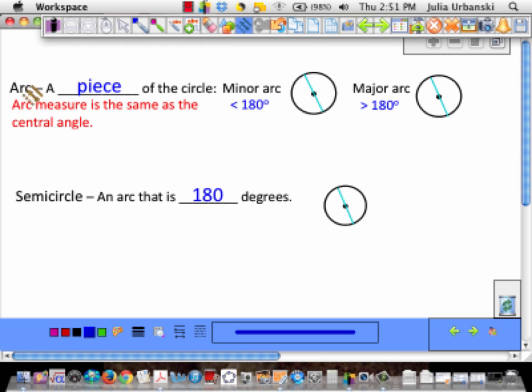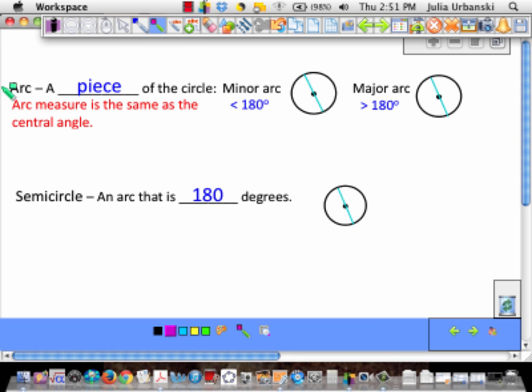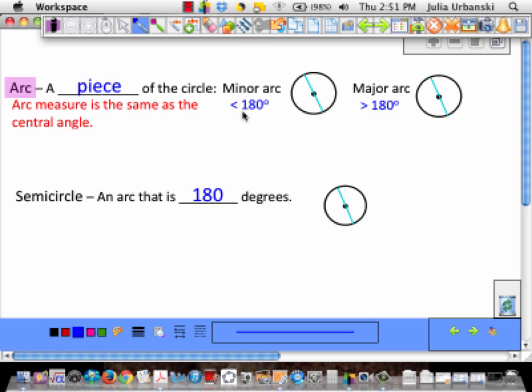You can also have something called an arc. An arc is a piece of the circle. You can have a minor arc, which is less than 180 degrees. 180 degrees is halfway around, so a minor arc would be less than that, less than halfway around. Make it a little bit bigger. And a major arc would be more than 180 degrees. It would be halfway around and then more, bigger than 180 degrees.